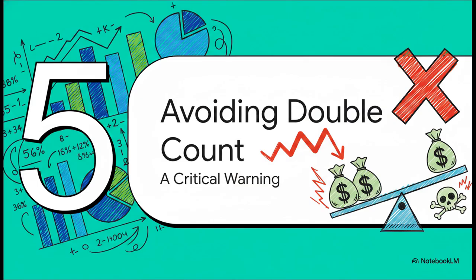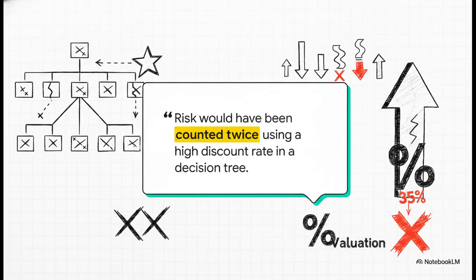But as always, with great analytical power comes a massive pitfall. Section 5 is a crucial warning: avoiding double-counted risk. This is easily the single most dangerous mistake analysts make when wielding these probabilistic tools. There's a massive trap here, especially when dealing with venture capital or startups. Look, if you build a decision tree that explicitly models the probability of a startup failing at various stages, those cash flows are already adjusted for risk. If you then take those expected cash flows and discount them at a massive 35% target rate just because startups are risky, you are completely destroying your valuation. You've fundamentally broken the model because you are punishing the asset twice for the exact same risk.